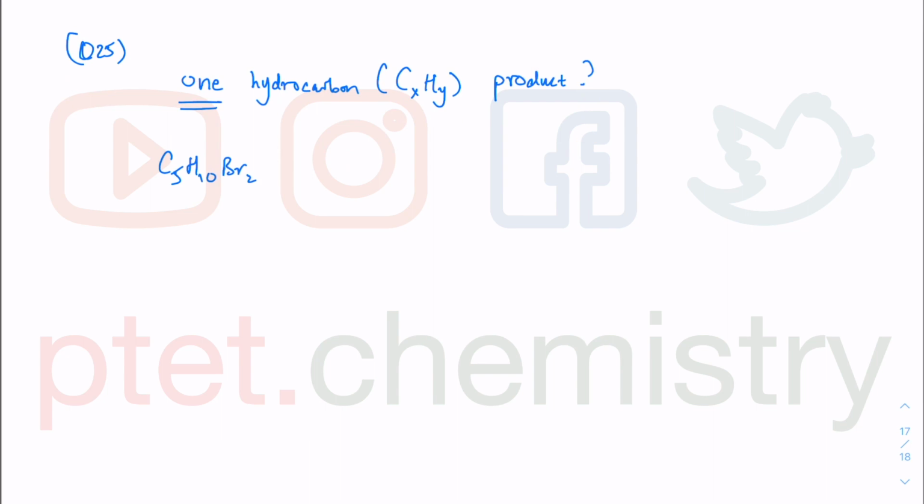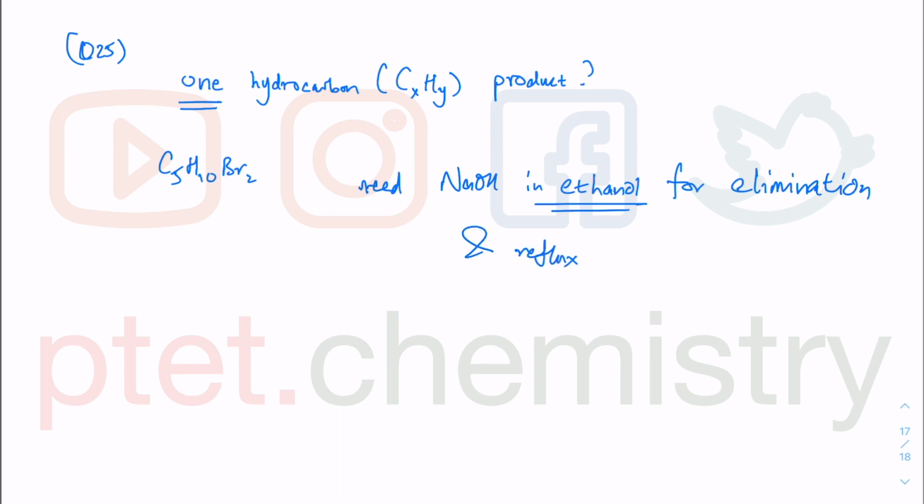So we started by C5H10Br2, so we have to take away 2 NaBr. Sorry, we are not using aqueous sodium hydroxide, but actually we need NaOH in ethanol in order to favor elimination. So this is the classic elimination versus substitution: it is in ethanol, and you also need reflux in order to do elimination.